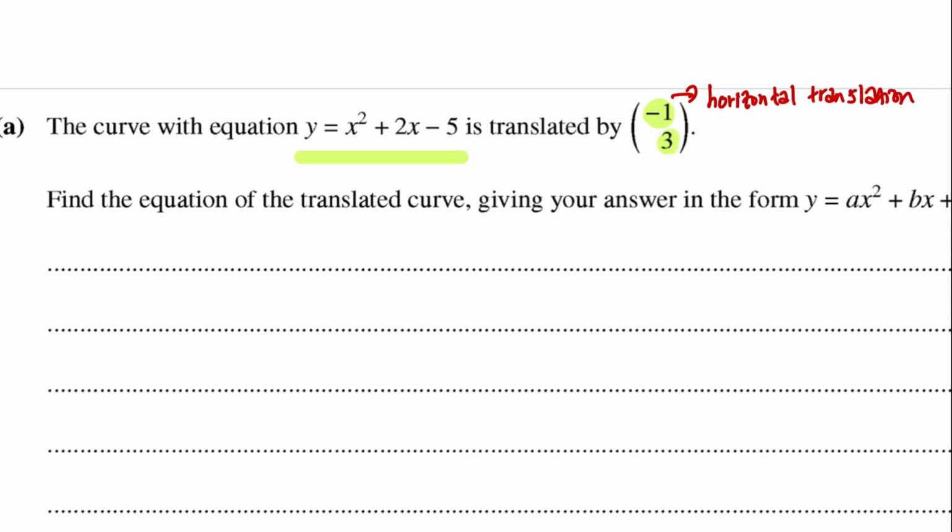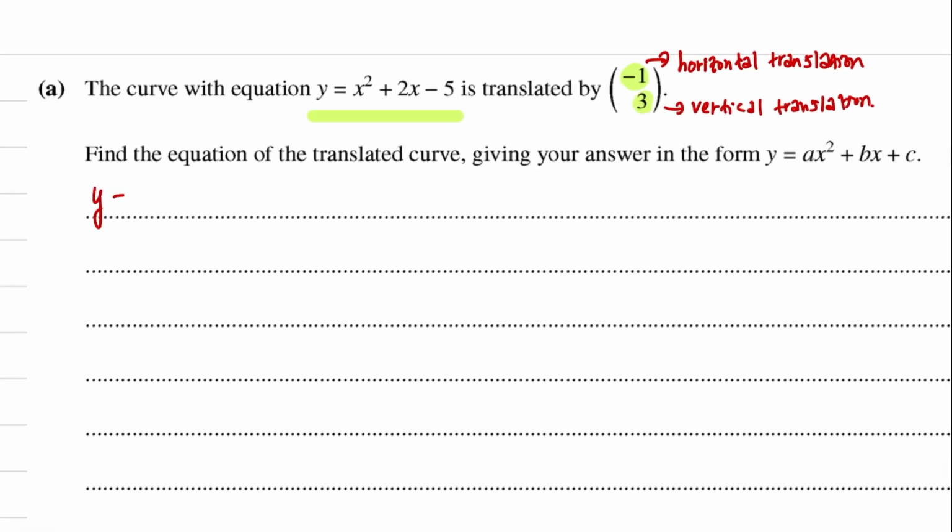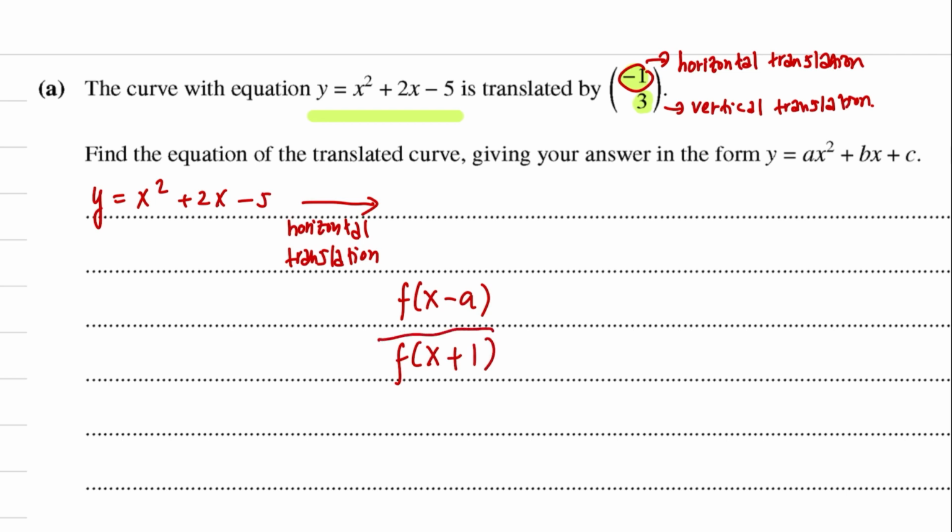And this number represents vertical translation. So let's do the horizontal first. So we have y equals x squared plus 2x minus 5, and we do horizontal translation. It will become f(x minus a). Our a is minus 1, so it becomes f(x plus 1). That means we replace my x with x plus 1. So we replace all of my x with x plus 1.